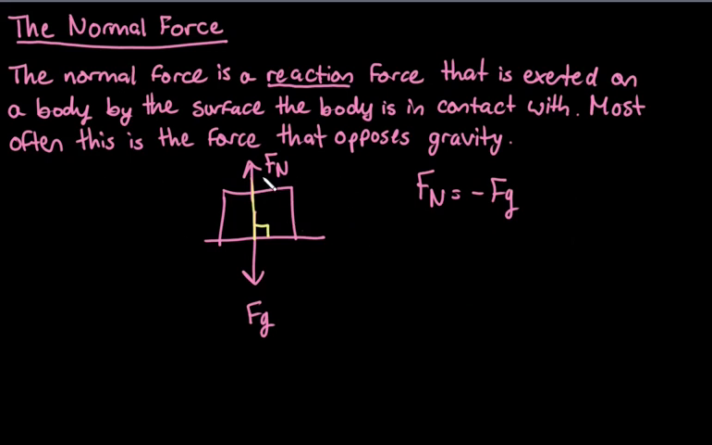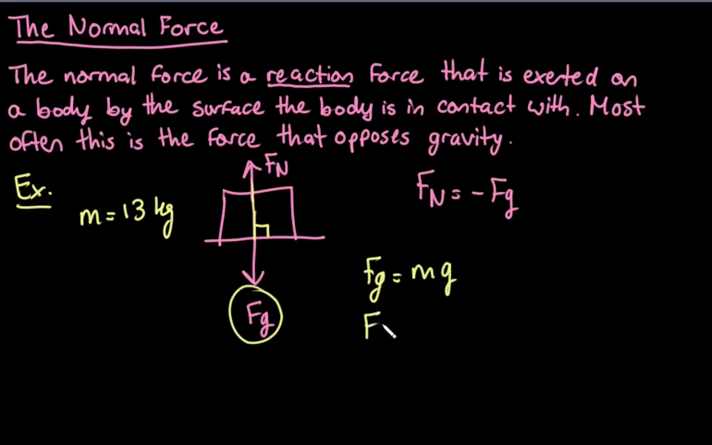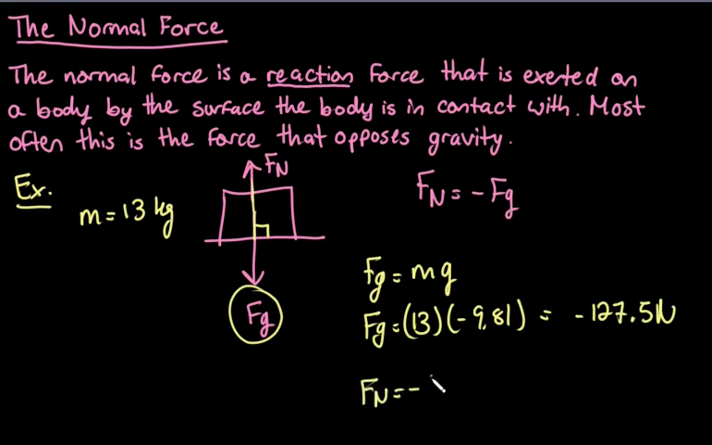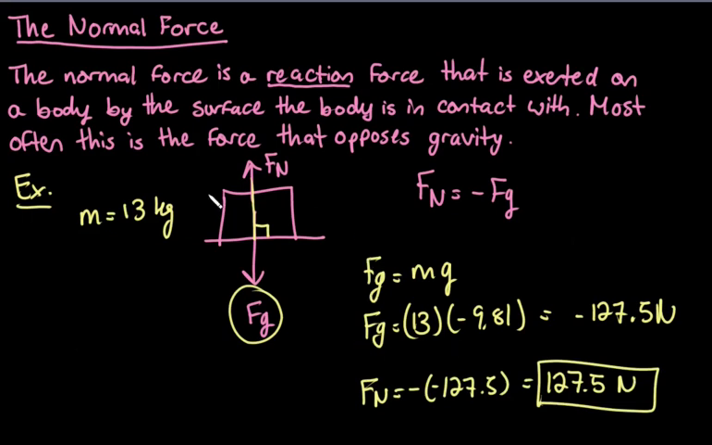Now, let's take a look at an example of how to calculate the normal force for a very simple example like this one here. Let's say that this box right here has a mass of 13 kilograms, and we want to find the normal force. The first thing we want to do is find what our gravitational force is, because the normal force is dependent on the gravitational force. So, Fg is equal to m times gravitational acceleration. So 13 times negative 9.81 will give us a gravitational force of negative 127.5 newtons. Now, since the normal force is the same magnitude but the opposite direction, we can say that the normal force is equal to the negative of negative 127.5, which is actually positive 127.5 newtons. And that's how you find the normal force for a simple example like this one.